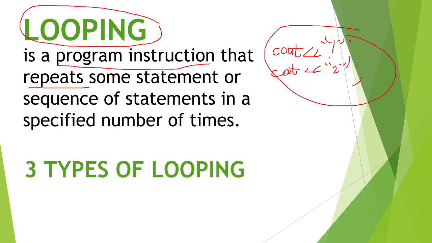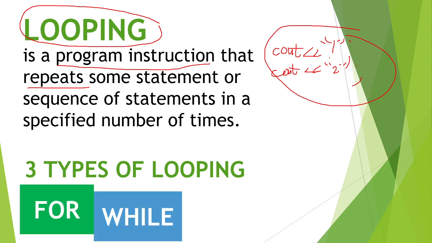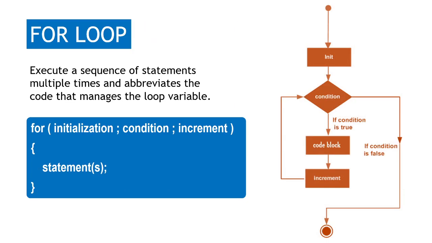So again, we have the three types of looping. We have for, we have while, and we also have the do while loop. Now, take note, the for loop executes a sequence of statements multiple times and abbreviates the code that manages the loop variable. The for loop is very common in our lesson because this will be used all the time. And for me, I think the for loop is the easiest one to understand and to execute as well.